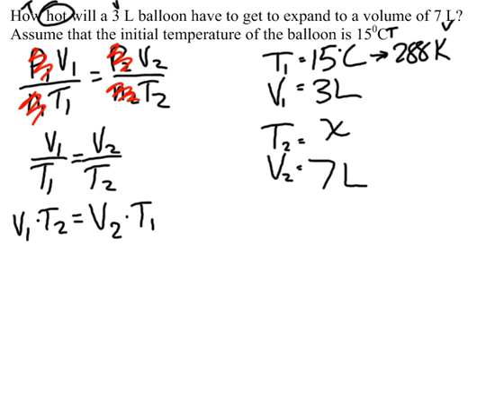We want our answer to be in Kelvin. Here's the thing: if I ask you how hot it will be, or what the temperature is in Celsius, make sure you subtract the 273 so you get the appropriate answer. So let's plug them in. V1 is 3 liters, multiplied by T2, which is my X, equals V2, which is 7 liters, multiplied by 288 Kelvin. Obviously, these numbers are a little different, so we're going to have very few sig figs.